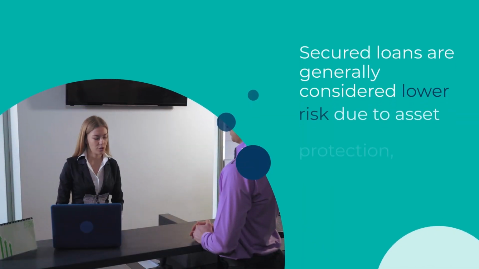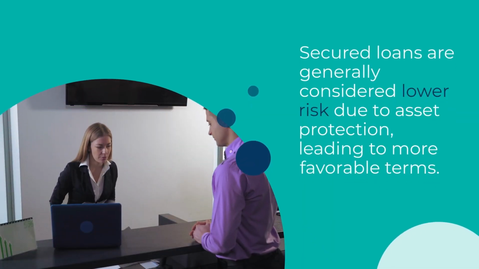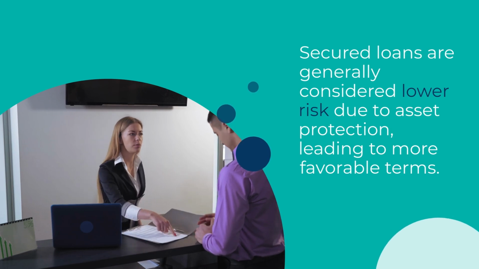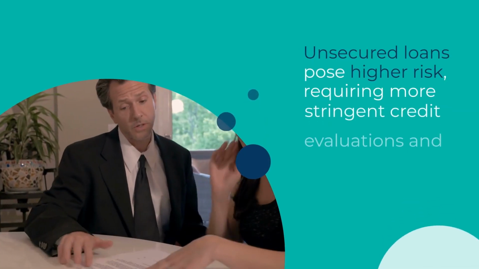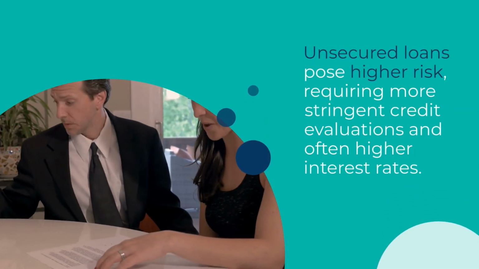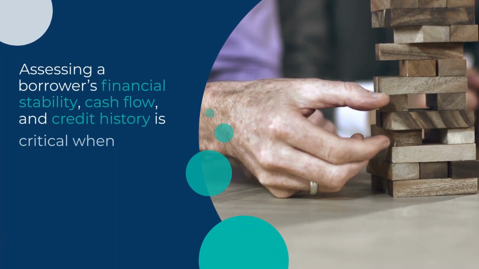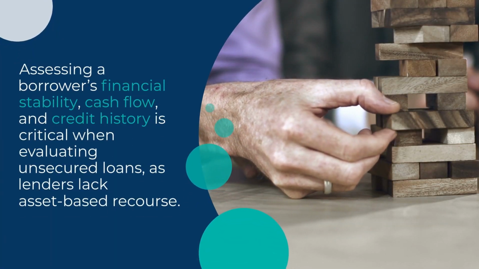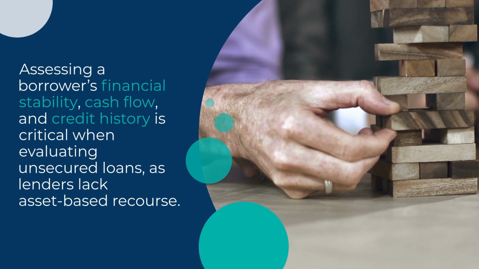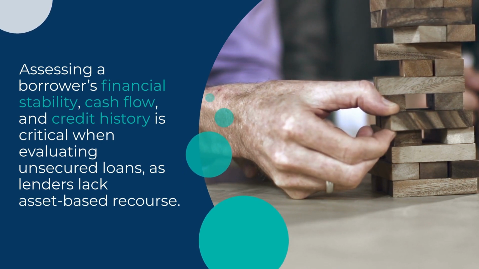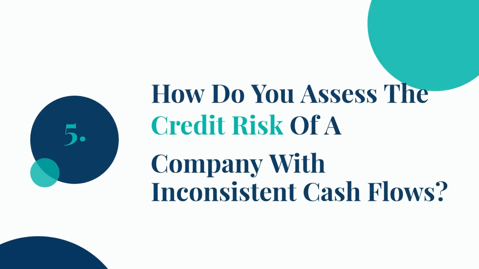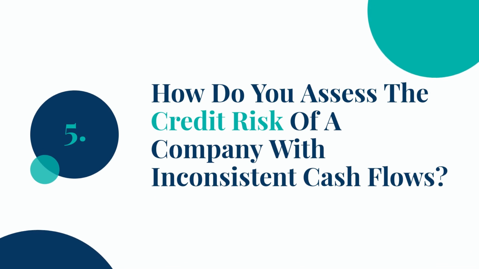Secured loans are generally considered lower risk due to asset protection, leading to more favorable terms. Unsecured loans pose higher risk, requiring more stringent credit evaluations and often higher interest rates. Assessing a borrower's financial stability, cash flow, and credit history is critical when evaluating unsecured loans, as lenders lack asset-based recourse.